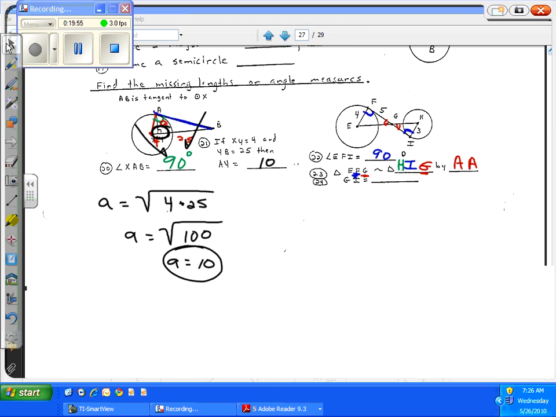If they're similar, that means they're the same shape, which means that corresponding angles are equal and corresponding sides are in proportion. So we can find a missing side by using a proportion. So we're going to say 4 is to 3 as 5 is to GI, and get a proportion.